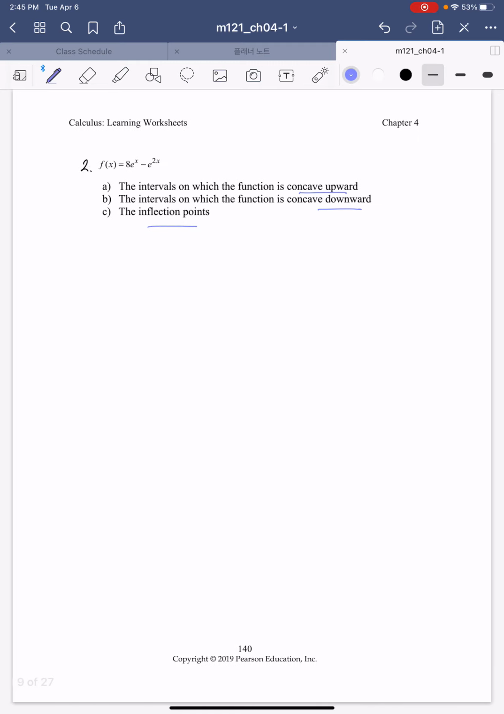So let's start with taking the first derivative. Part A, the first derivative: that's 8 times e to the x, so that's 8 times e to the x. The second one is a chain rule because of the 2x, so the 2 comes down. So we have 2 times e to the 2x. That's my first derivative. For the second derivative, I'm going to take the derivative one more time. This one is still 8e to the x. Here, you have another 2 coming from the chain rule. With this 2, it makes it 4e to the 2x.